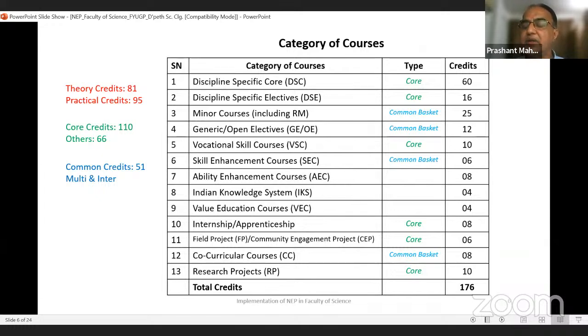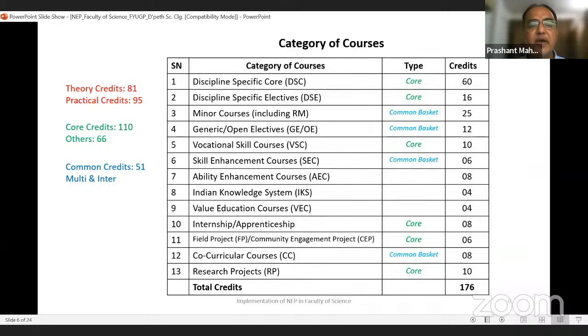So we cannot consider them as theory, delivering the theory by the chalk and talk method. It is not like that. So total credits are 110 and other credits are 66. So we are fulfilling the norms of the credit frame structure given by the Government of Maharashtra.